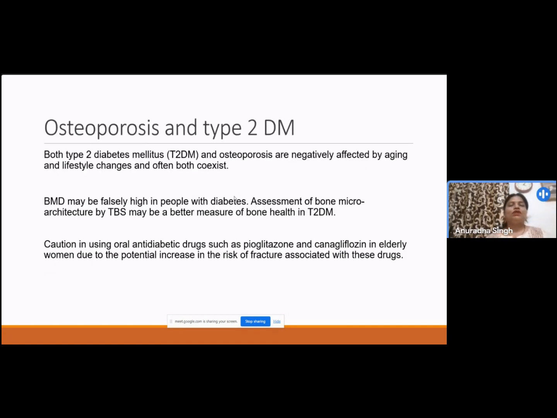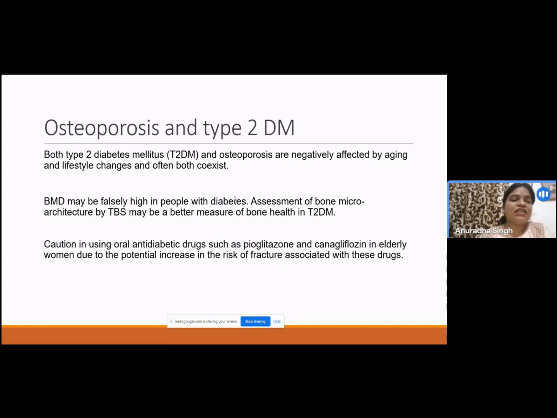Now, a word about type 2 diabetes mellitus and osteoporosis is important, because every second or third patient in the menopausal age group who is coming to us is diabetic. Both type 2 diabetes mellitus and osteoporosis are negatively affected by lifestyle changes. We all know that. And the BMD may be falsely high in such patients who have long-standing diabetes. So basically, the assessment of these bone DEXA scans may be falsely normal in these cases, and something called a total bone scan may be helpful in these patients.